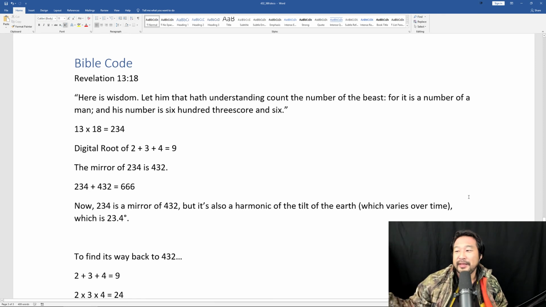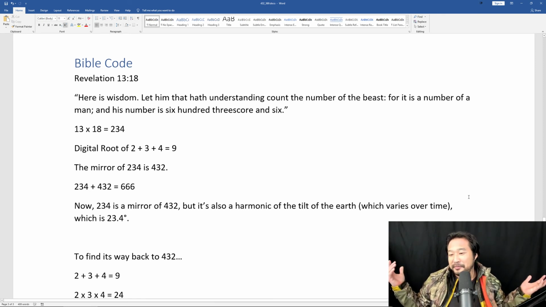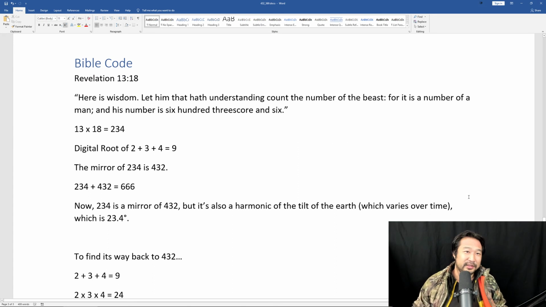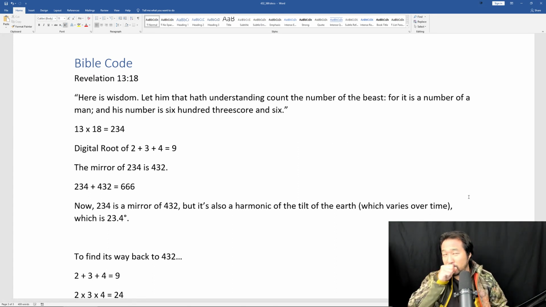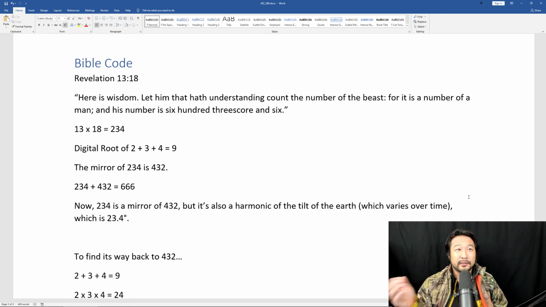So we want to relate. Okay, so are there keys to the Bible other than just the scripture? Well, excuse me, I'm sorry. Revelation 13:18. So it says, quote, "Here is wisdom, let him that hath understanding count the number of the beast, for it is the number of a man, and his number is 666."